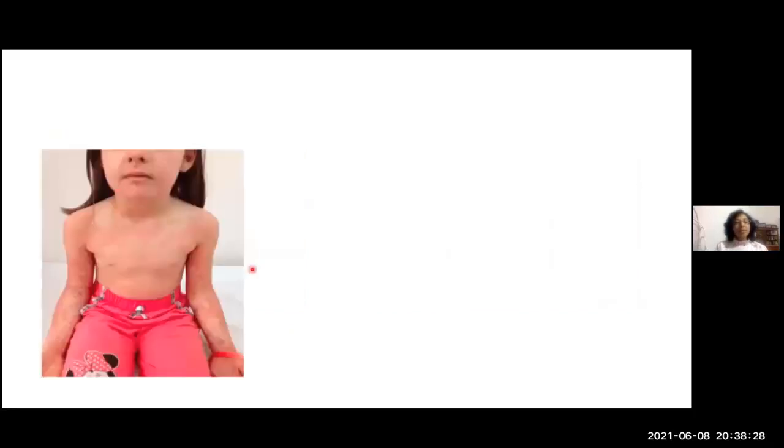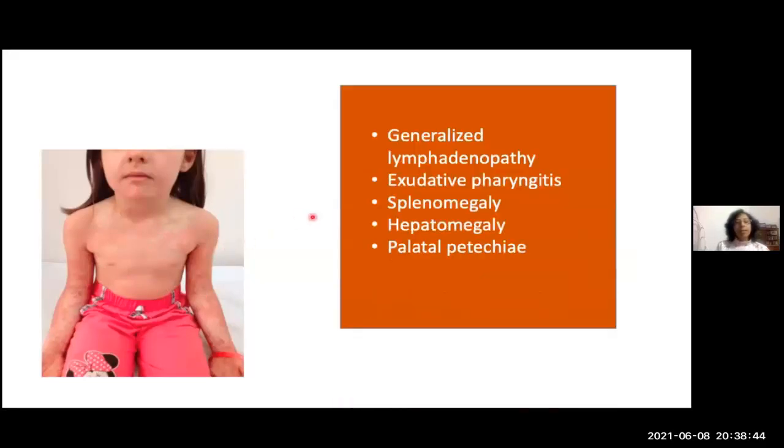So this is another skin rash which occurs in older children mostly, about 5 or 6 year olds or in adolescents. So there is a maculopapular eruption. You can see this is about a 10-year-old girl. So these are the other signs that this child has: generalized lymphadenopathy, exudative pharyngitis, hepatosplenomegaly, and palatal petechiae. So it looks quite nasty, but however, it's a viral infection.